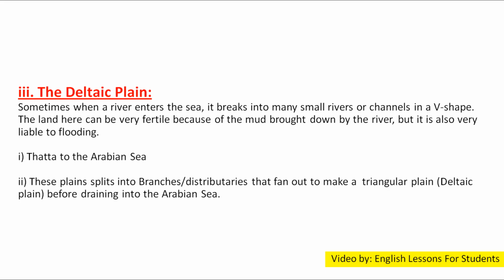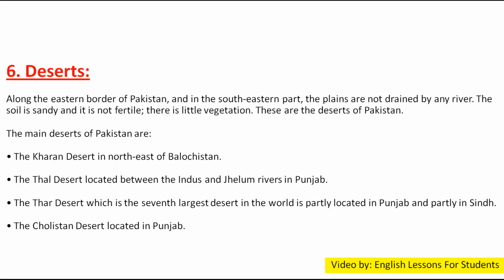So, we can say that the deltaic plain starts from Thatta to the Arabian Sea. This area splits into branches or distributaries that fan out to make a triangular plain, the deltaic plain, before draining into the Arabian Sea.